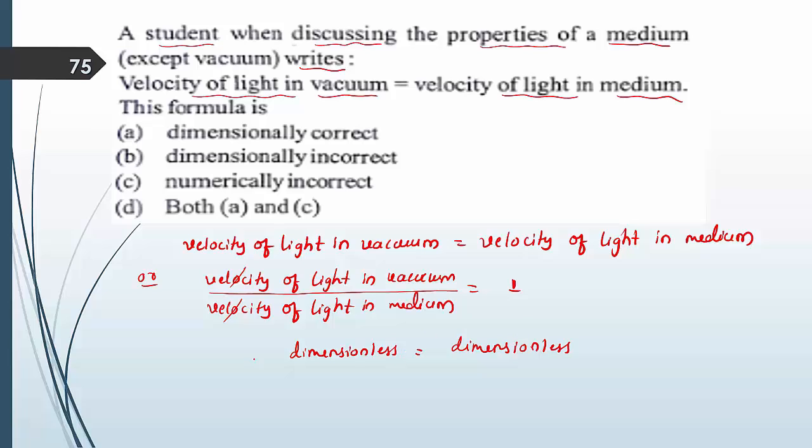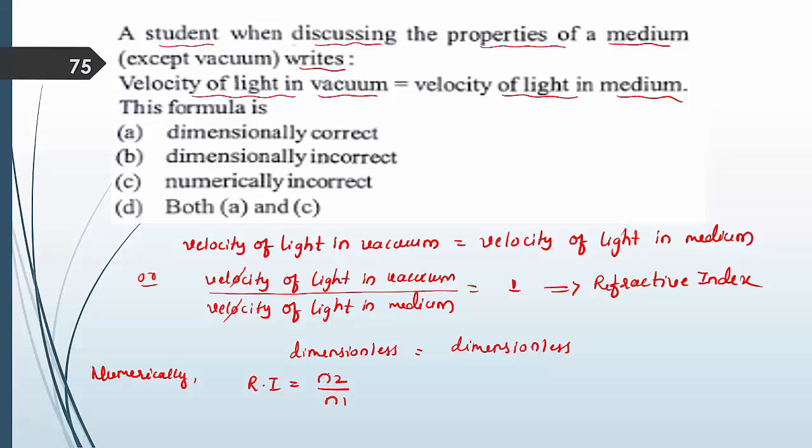But come to the numerical value, because in the options numerically incorrect or correct is also given. So this is dimensionally right. Now we can check numerically. This equation, velocity of light in vacuum divided by velocity of light in medium, is equivalent to refractive index. This is the formula of refractive index. So refractive index is equal to N2 divided by N1. That means speed of light in vacuum to the speed of light in the given medium.